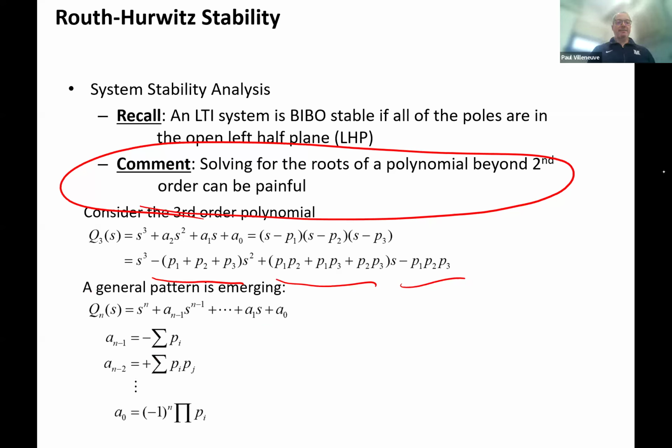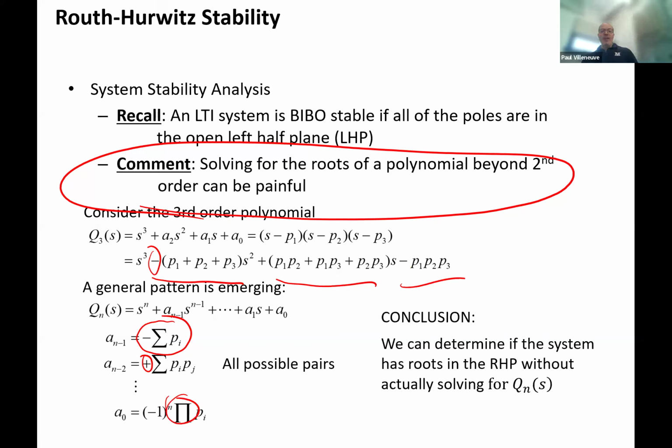So let's look at our pattern. Our s to the n minus 1 coefficient is going to be equal to the sum of the poles, take the negative of it. Why? Because the negative is over here. Then the a n minus 2 term is going to be the sum of the poles multiplied together, but that's plus. And then we're going to alternate plus, minus, plus, minus the whole way down, all the way to the a0 term that's just the poles multiplied. That's, again, this product that we see right here.